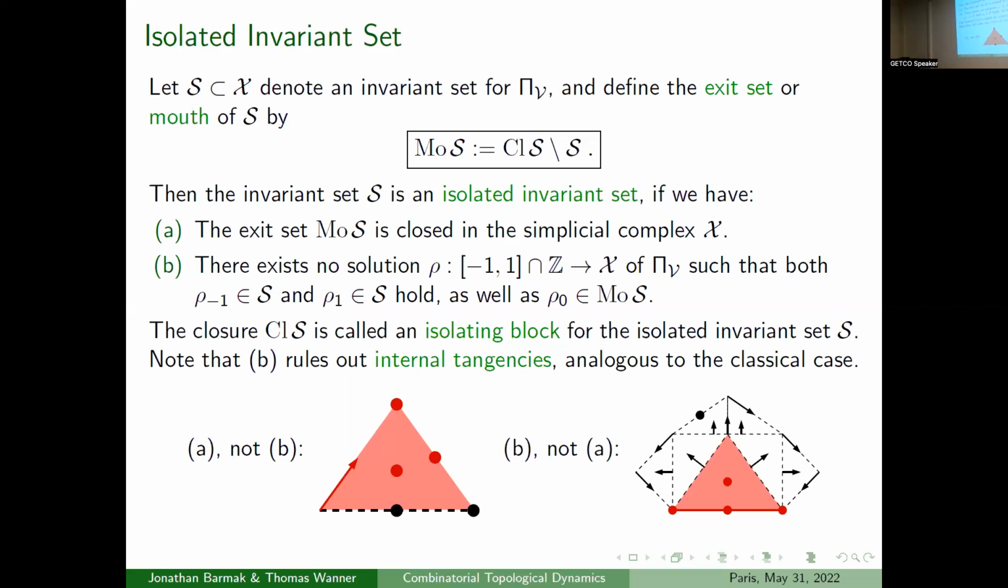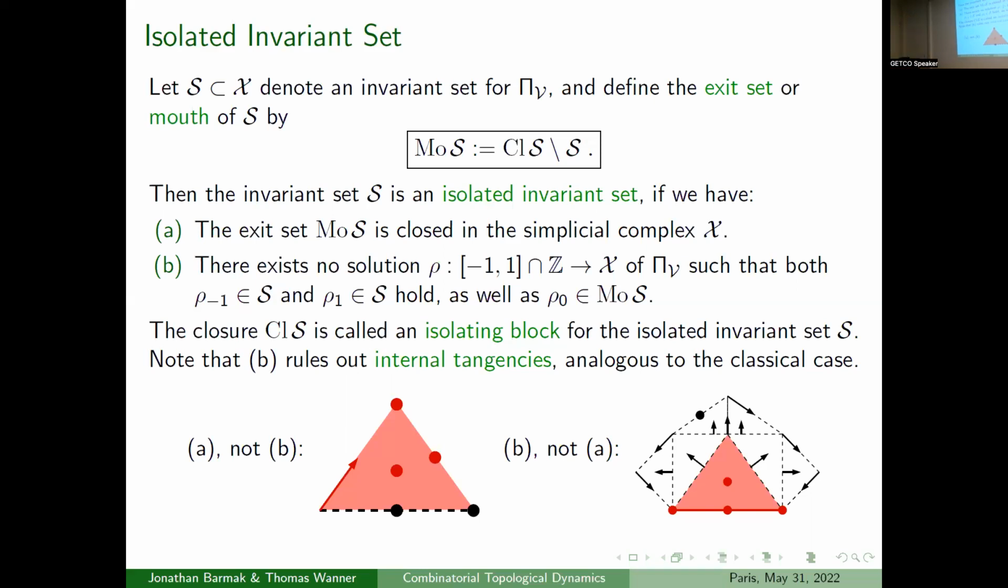Now, the two examples that I had on the previous page are actually invariant sets. That is something that's easy to see, but they're not isolating blocks. One on the left, the mouth is closed, but you actually do have internal tangencies because you can jump from the two cell down to that vertex and then you can jump back in. The one on the lower right, it does have no internal tangencies, but here the exit set is not closed. The mouth is not closed. These are examples of invariant sets in the combinatorial setting that are not isolated invariant sets.